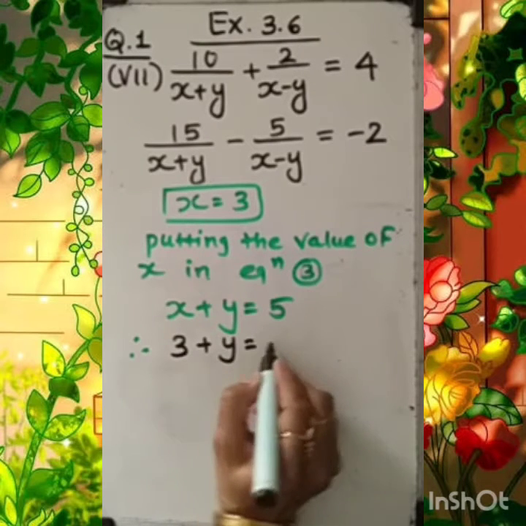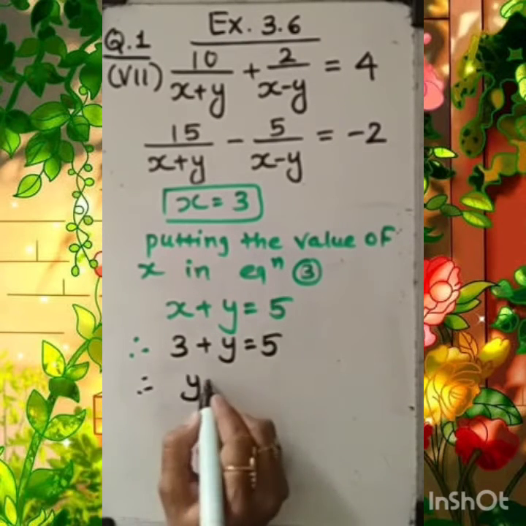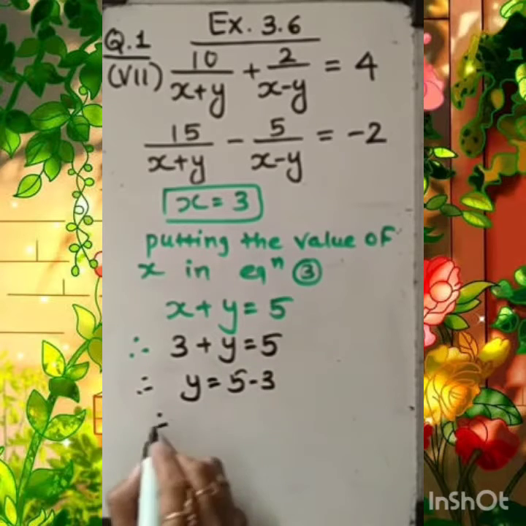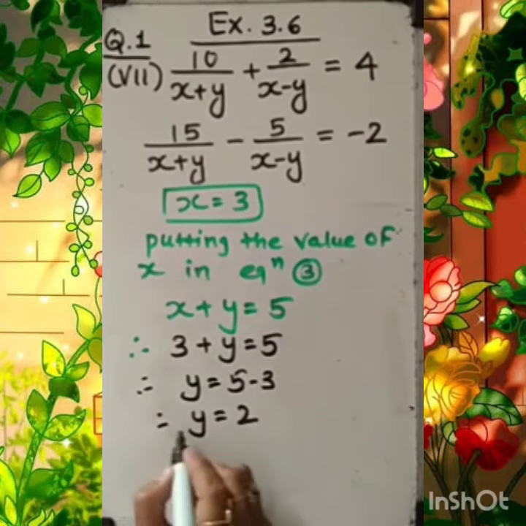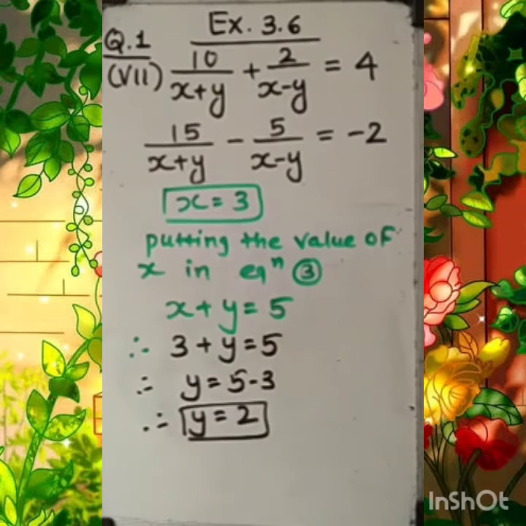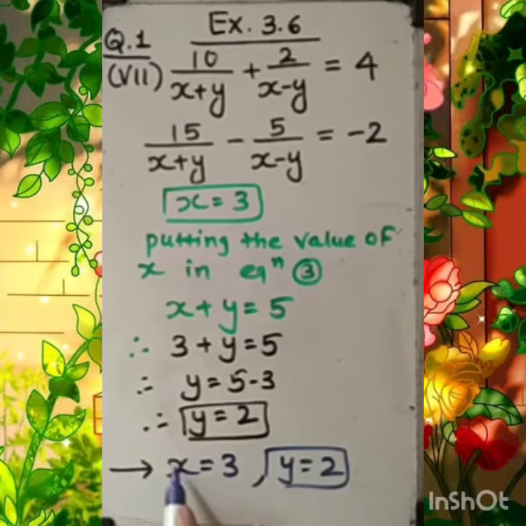So it will be 5 minus 3. Next step, 5 minus 3. Therefore, the value of y equals 2. So the final answer after simplification, which we are getting for this question's solution, is x equal to 3 and y equal to 2. Easy.